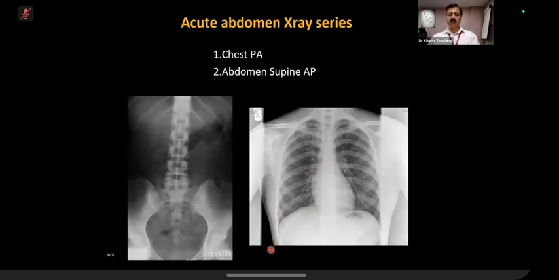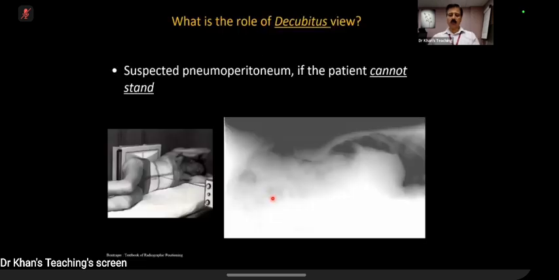You will say, I'll do a CT. They will say, no, CT is not working. What will you do then? The answer to that is a decubitus film. So this is how a decubitus film is taken. The liver has to be upside, so it is the left side down decubitus. And the concept is that the free air will be in between the lateral abdominal wall and the liver.